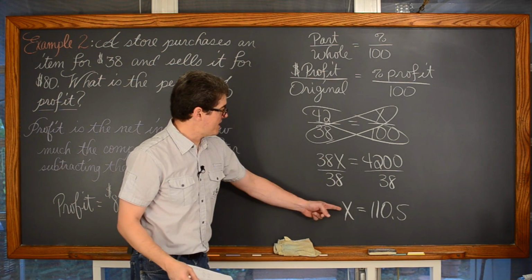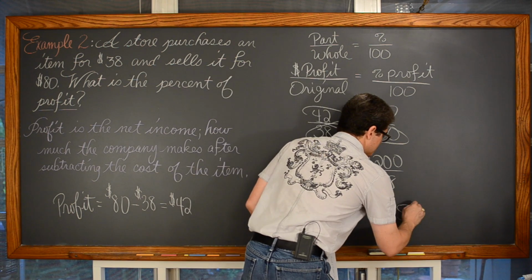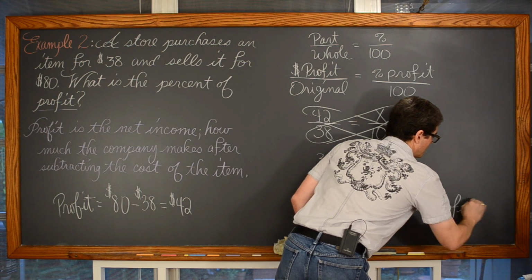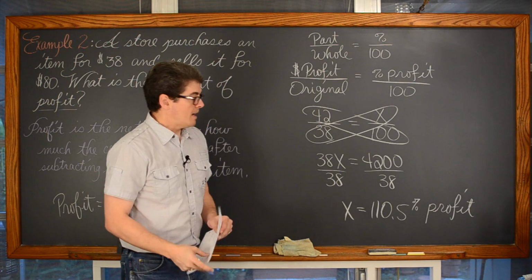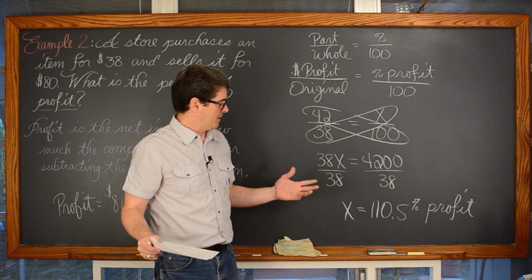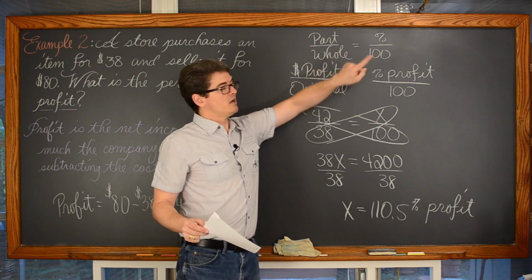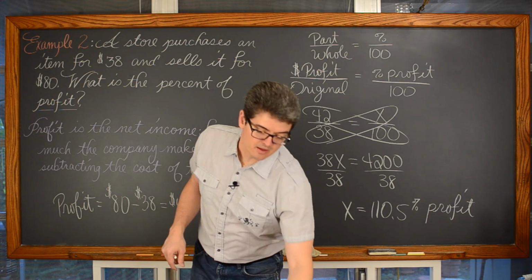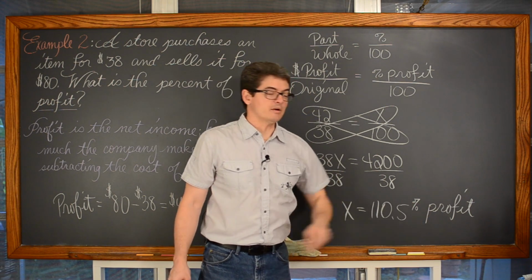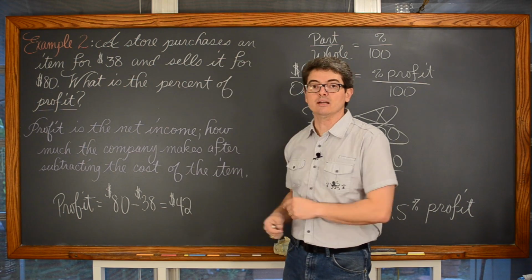0.5 what? What was x? X was the unknown profit. Okay, it's a percent. So it's 110.5% profit. Now, I'm not moving the decimal. I'm not going to move it to the right two places and say it's like 11,000% profit, because when I'm doing part over whole as percent over 100, I don't need to move the percent. I just need to recognize that I was looking for an unknown percent and tack that onto my final answer. In word problems, you need to put that number in context of the setting.